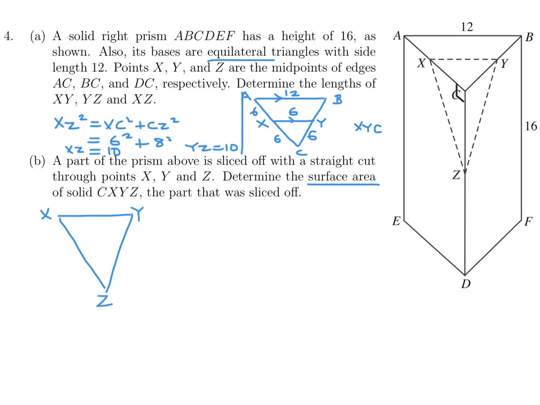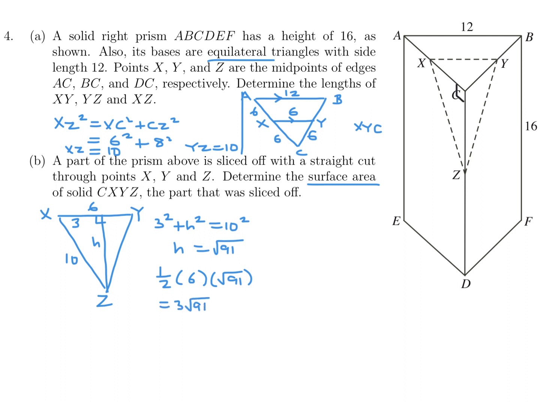I think I have the dimensions already, right? This is 6 and this is 10. If you draw the height, that's not drawn to scale, but that would be the height. Using Pythagoras, this would be 3, so 3 squared plus h squared is 10 squared. So h would be 100 minus 9, which is 91, so root 91. The area is 1/2 base times height. The base is 6 and the height is root 91, so that's 3 root 91. That takes care of 1 of the 4 triangles, right?